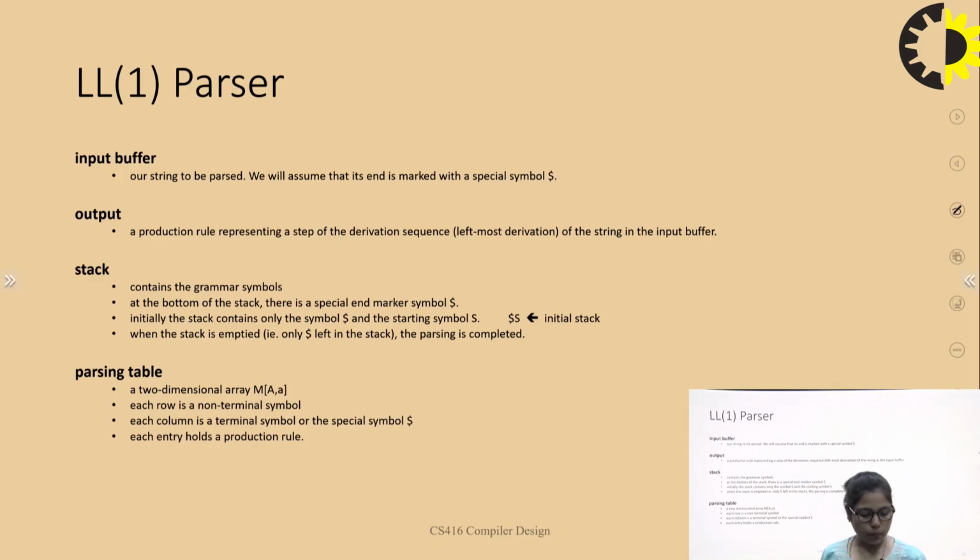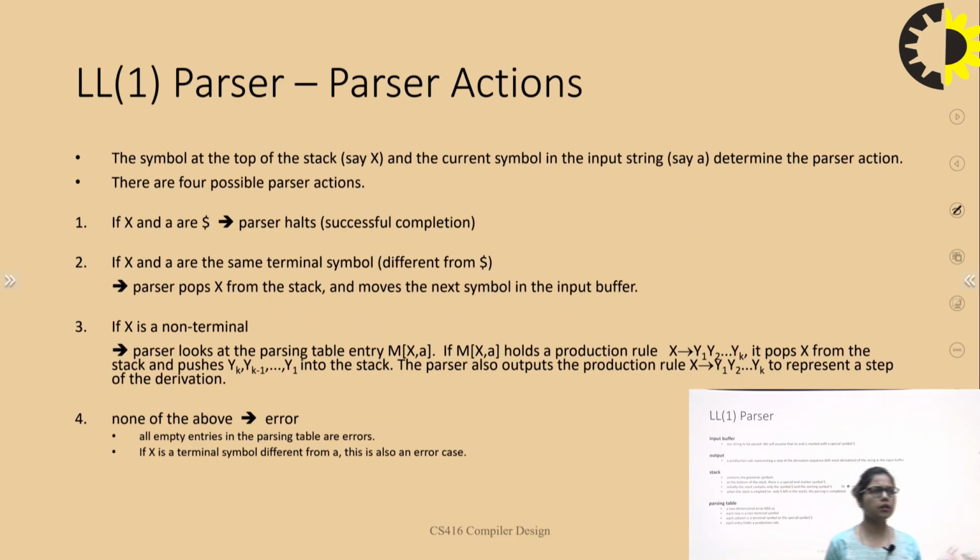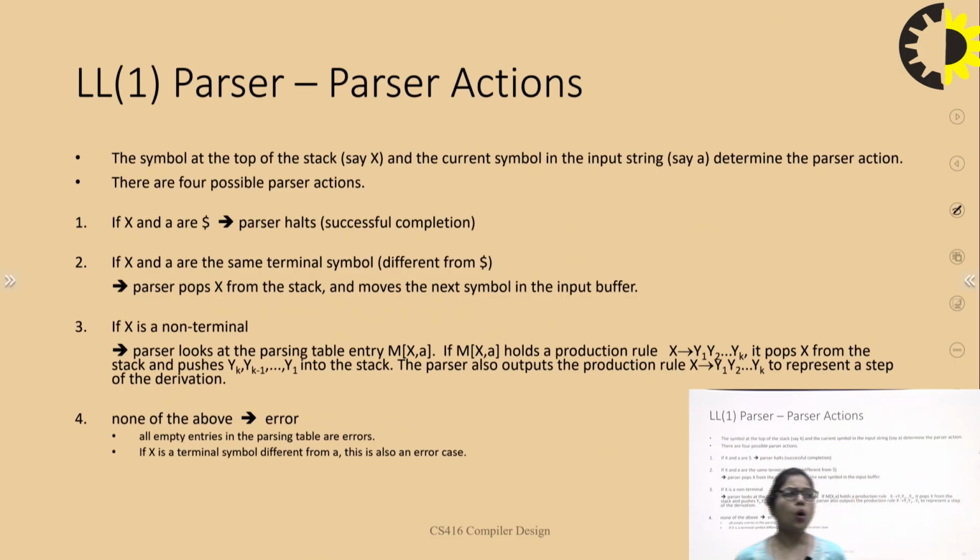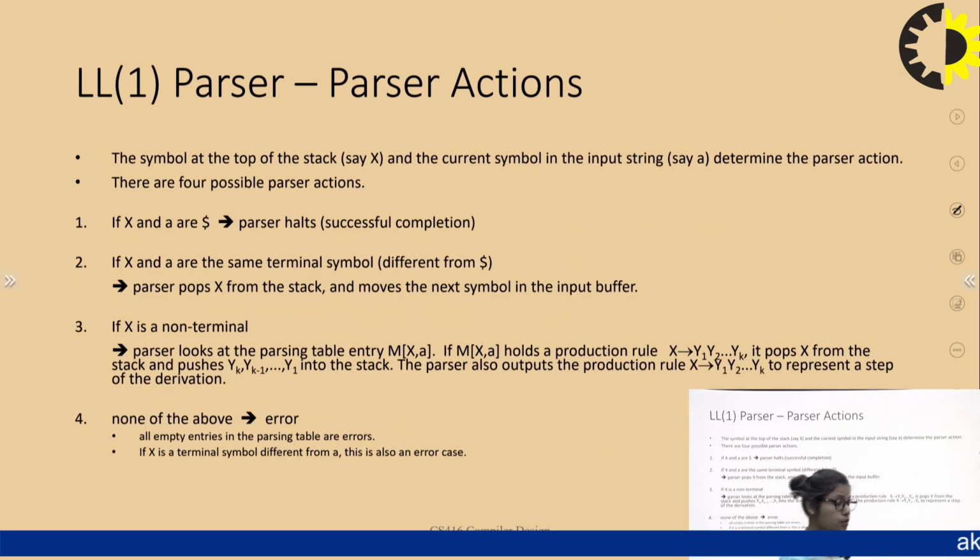Now, I'm talking about the parsing table. Basically, it is a two-dimensional array. Each row is a non-terminal symbol. Each column is a terminal symbol or the special symbol $. Each entry holds a particular production rule. These are the basic things. Now, what are the parser's actions? The symbol at the top of the stack is X and the current symbol in the input string is a.